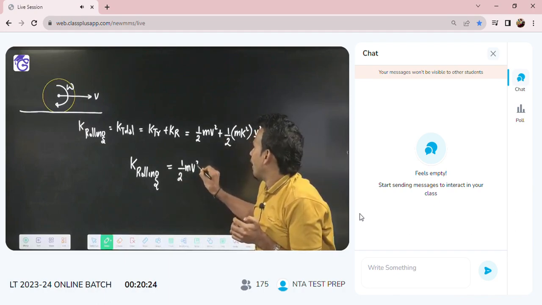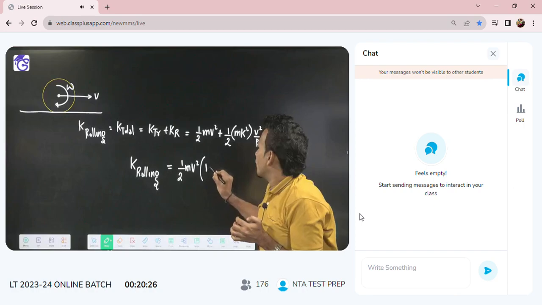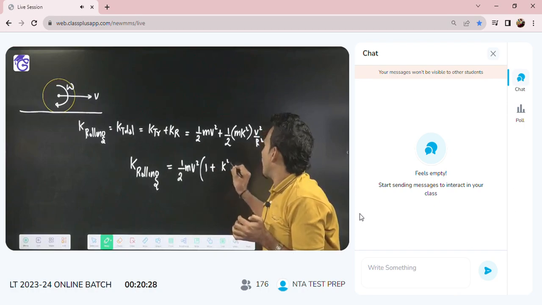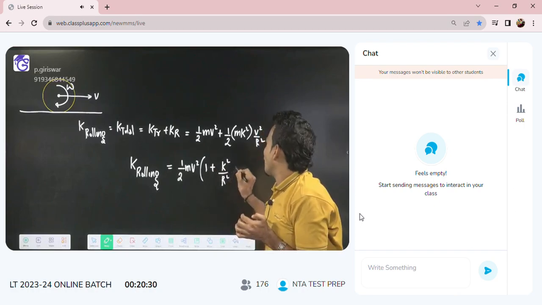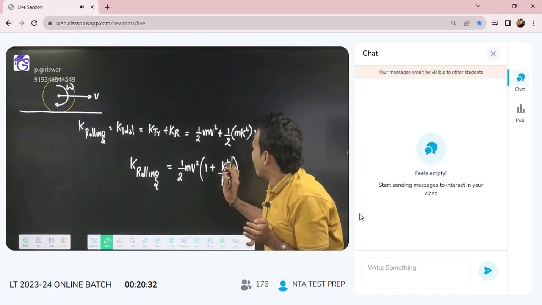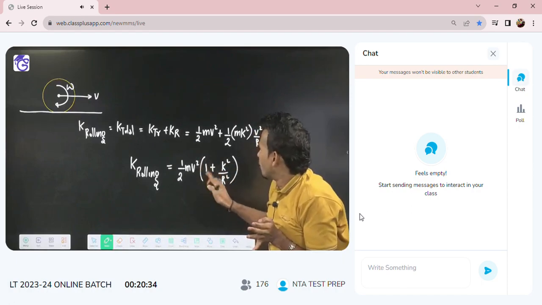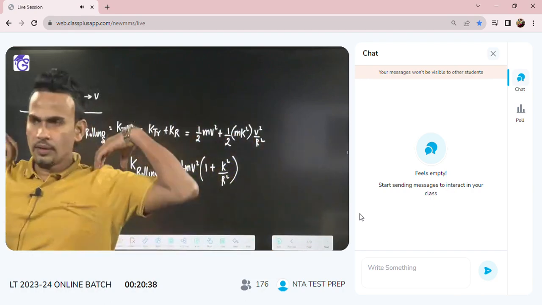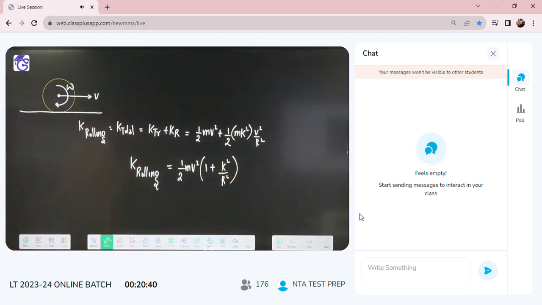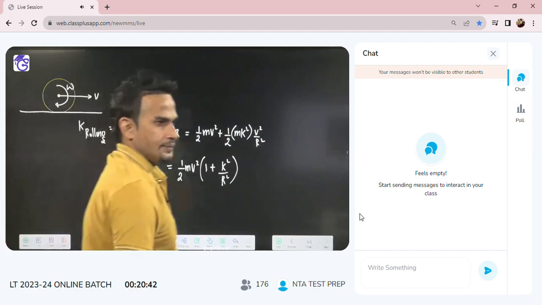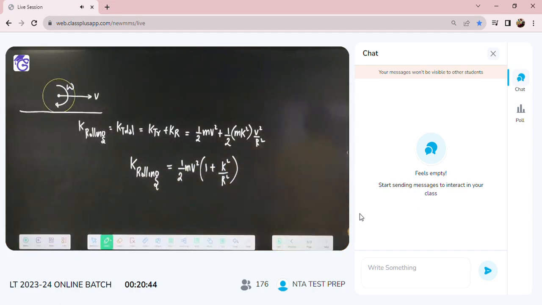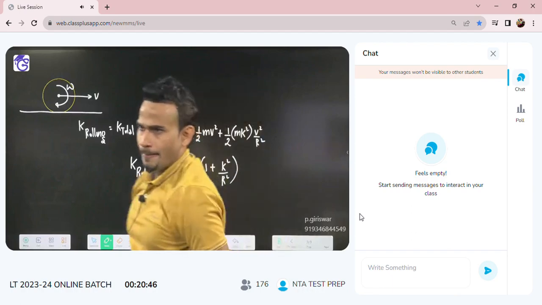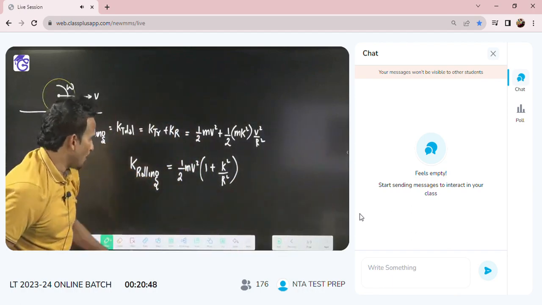If you take half mv square common, you will get 1 plus k square by r square. This we already know because we calculated it in our last class. The ratio we calculated there also, I told you the same thing. Is it okay? Up to this, is it okay?